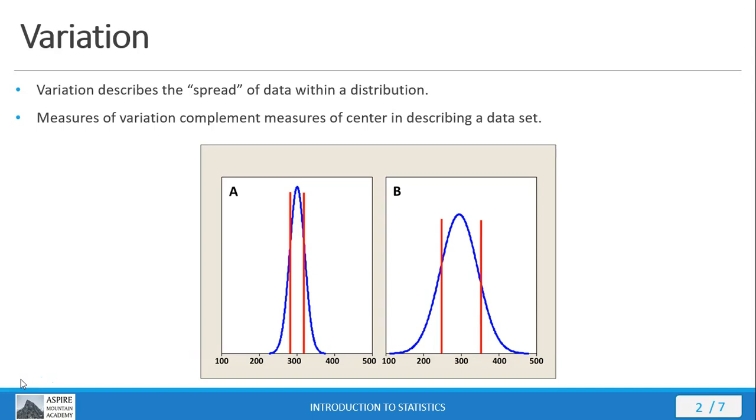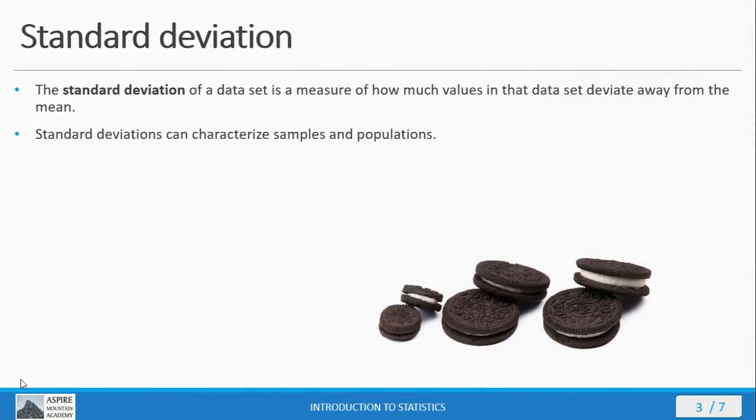In statistics, we use measures of variation to describe the spread of the data within a distribution. This feature describes an important characteristic of the distribution of our data that complements the measures of center. Knowing where the data are centered and how they're spread out from that center provide a basic but essential description of a data set. Now, just as the mean is the most commonly used measure of center, standard deviation is the most commonly used measure of variation.